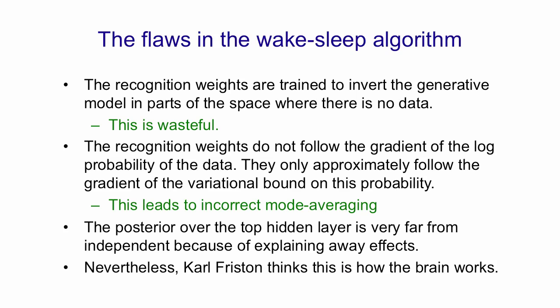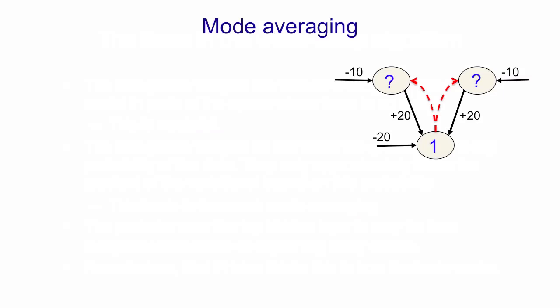Despite all these problems, Carl Friston thinks this is how the brain works. When we initially came up with the algorithm, we thought it was an interesting new theory of the brain. I currently believe that it's got too many problems to be how the brain works, and that we'll find better algorithms. So now let me explain mode averaging using the little model with the earthquake and the truck that we saw before.